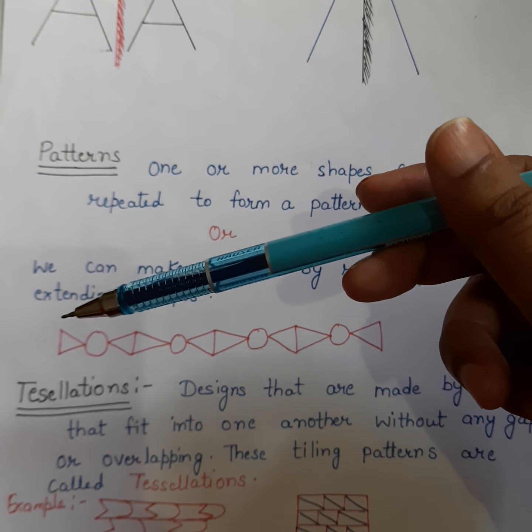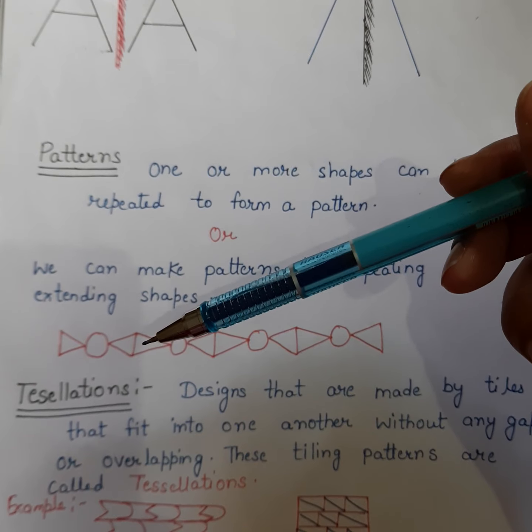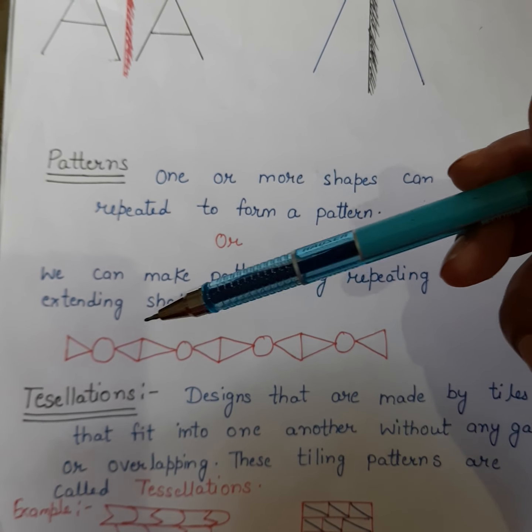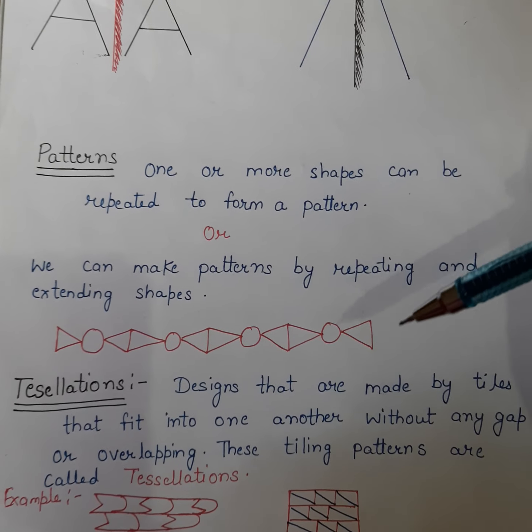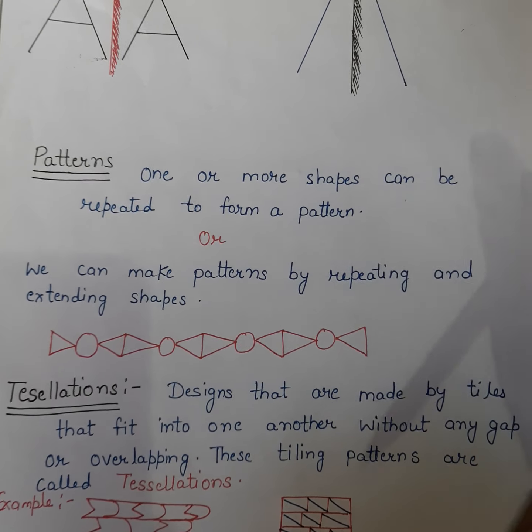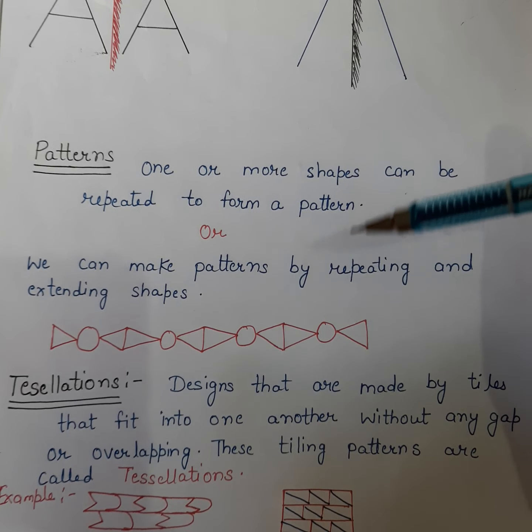Like here you can see one triangle, then circle, then again triangle, then again here the opposite side of triangle, then circle. This is the pattern we are making. We are repeating the shapes, right? So like this we have to make the patterns.